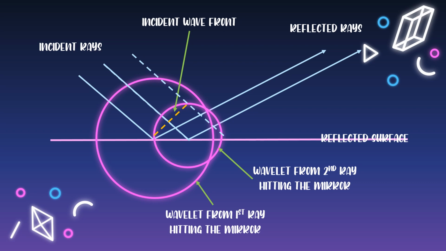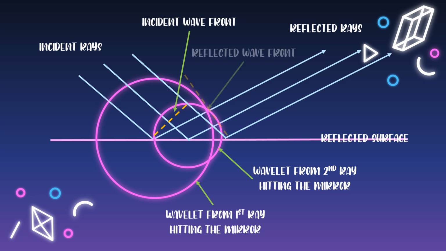By the time the rightmost wave hits the surface, wavelets from the two other waves have reached the size indicated by the pink circles. Following the Huygens principle, we now construct the reflected wavefront from these wavelets. The new wavefront is a straight line connecting points tangent to the two pink circles. So this is the wavefront of the reflected waves.